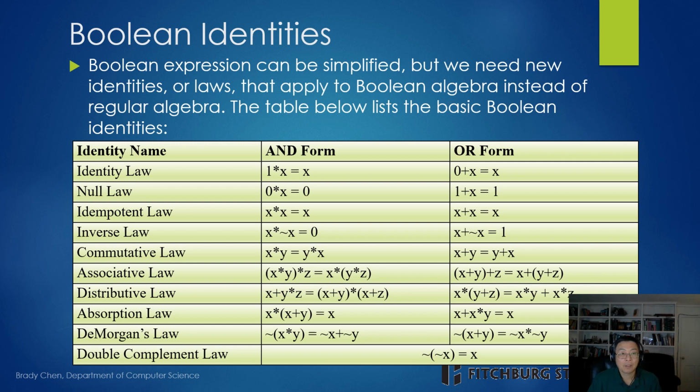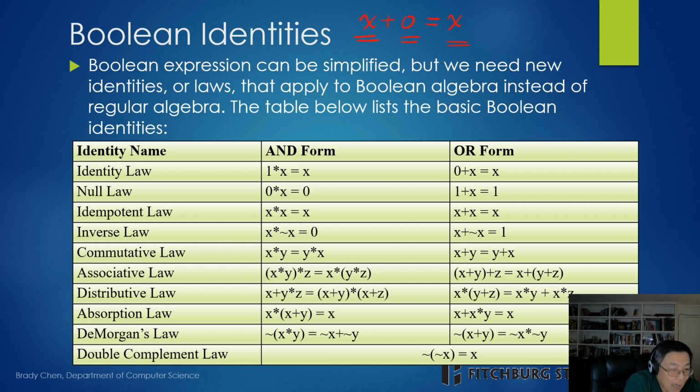For example, when we talk about algebraic identities, we have x plus 0 equals x, which basically tells us that anything, which is x here, added to 0 equals the original anything, which is x, no matter what value that anything might be. So that's one of the algebraic identities.